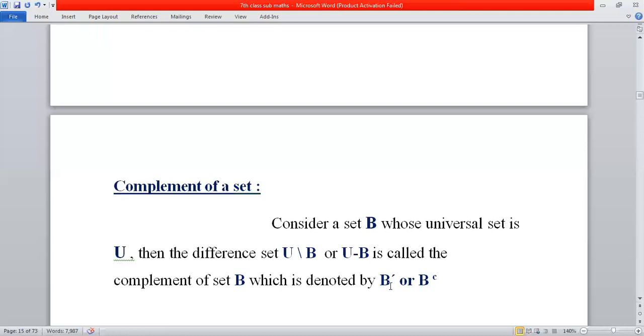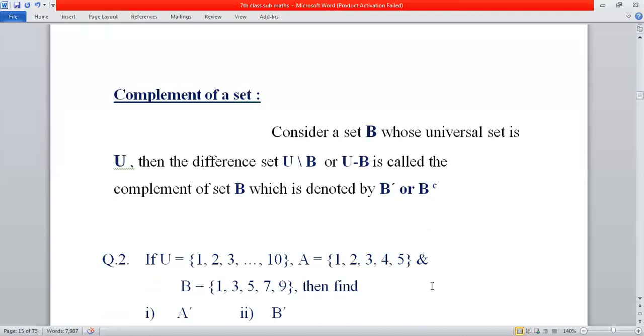So if the set is given in this form or in this form, both have the same meaning: B complement. In simple words, how do you find B complement? If you subtract B from the universal set, the answer is B complement. That means all the elements of the universal set except the elements of B. The B elements are subtracted from the universal set, and the remaining universal set elements will be B complement.